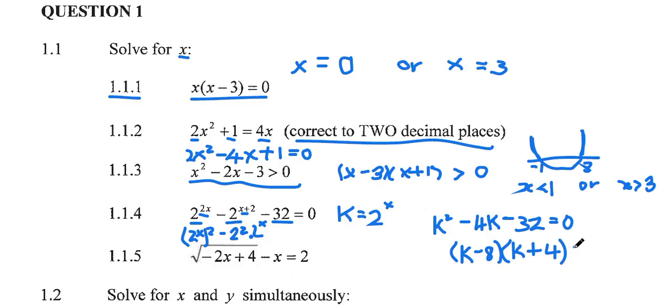So when you add the factors, you will get the middle term. When you multiply them, you will get the last term. Now remember, you're going to let your factors equal 0. So you're going to get k is equal to 8, which is also 2 to the 3, and you're going to get k is equal to minus 4, which is not possible because remember, k is equal to 2 to the x. So we cannot have a negative value when it comes to exponential equations.